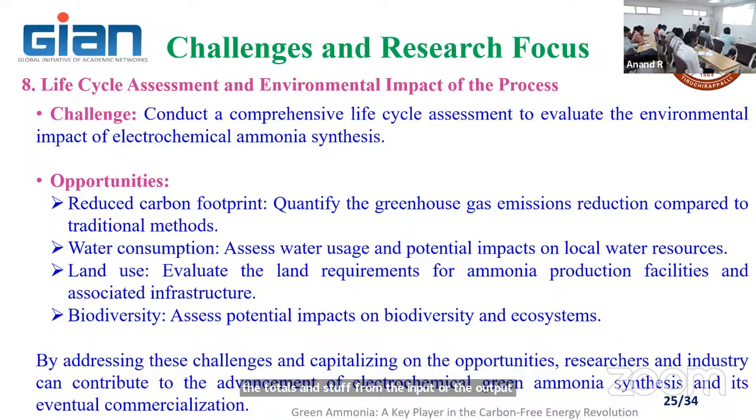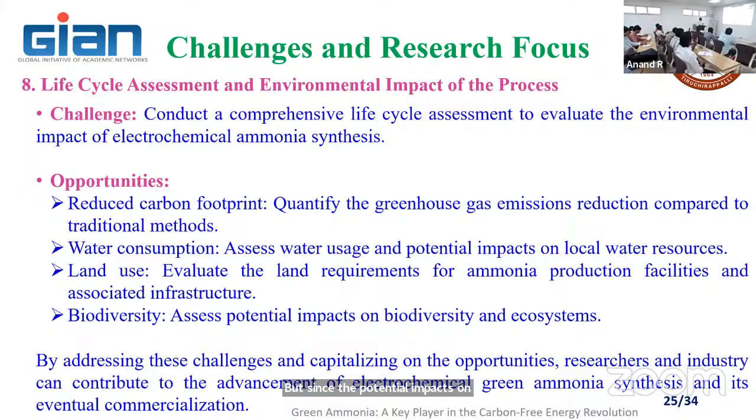Opportunities here: reduce carbon. What are the ways in which you can reduce the carbon footprint? How to reduce the water consumption, because we are consuming water for producing hydrogen, which can be used for ammonia generation. So how minimum water can be used for producing the ammonia? Land use. After the process, the ammonia production facility should not create any kind of issue to the local environment, and also you need to acquire land for installing your system.